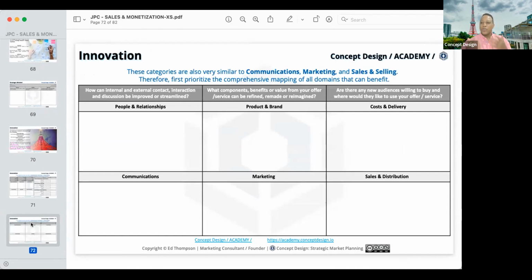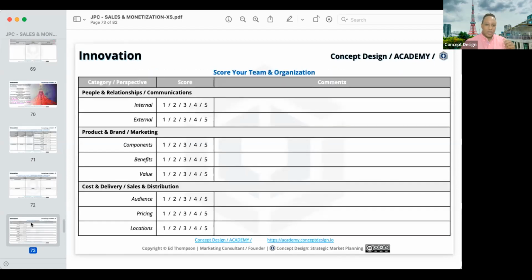What is it that you are really doing? Is it the people in the relationships, or is it the communication? Is it the product and brand, or is it the marketing? Is it the cost and delivery, or are you looking at sales and distribution? And then also you can score how well you are doing with innovation.